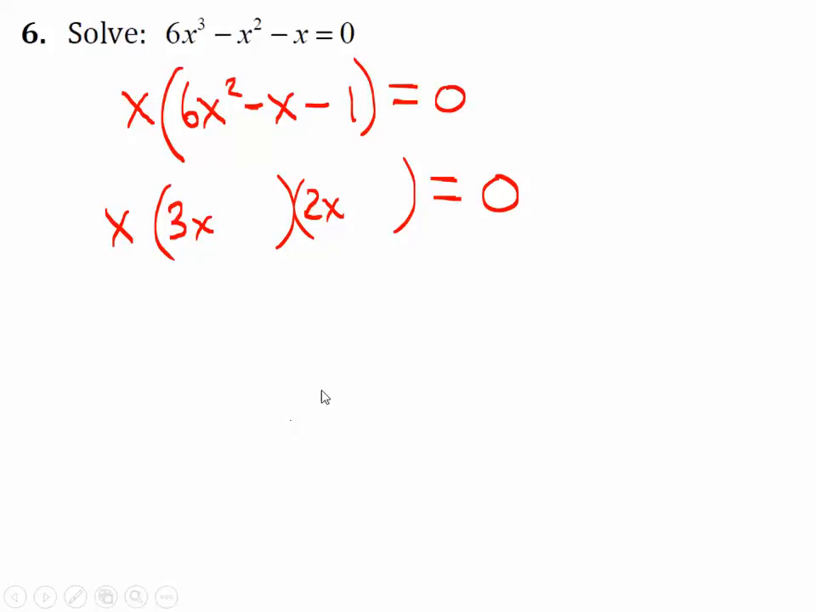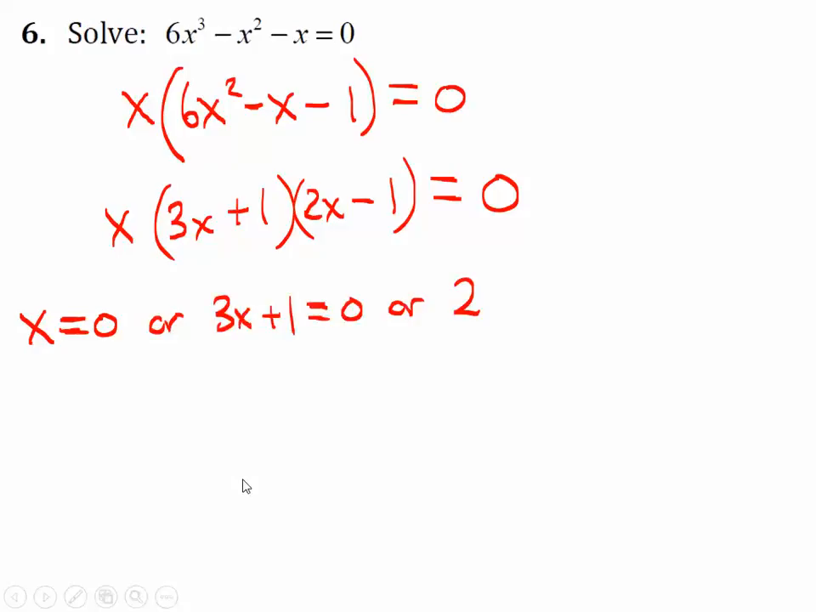And that's not too bad, huh? Because we need a positive 1 here to give you a 2x. We need a negative 1 to give you a negative 3x. Therefore, the negative is going to be on the other one. Okay, but if we have a variable as a greatest common factor, notice in this case you do have to factor it out. So x equals 0, or 3x plus 1 is equal to 0, or 2x minus 1 is equal to 0.